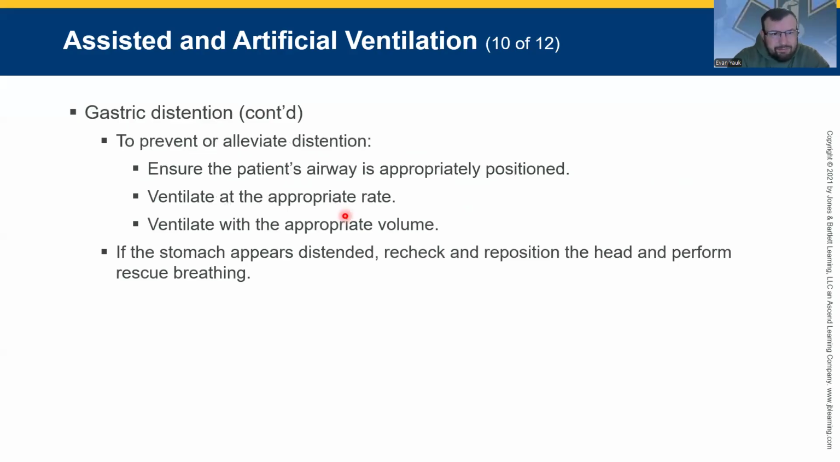To prevent or alleviate distension, ensure the patient's airway is appropriately positioned. This can be done by, one, watching our capnography. At this point, we're going to be using what's called end-tidal capnography, which we'll get into. We can also watch the chest rise and fall. We can also auscultate lung sounds and listen to make sure the air we give is going into the lungs. Ventilate at an appropriate rate for an adult: one breath every 5 to 6 seconds. Ventilate with appropriate volume. If the stomach appears distended, recheck and reposition the head and perform rescue breathing.